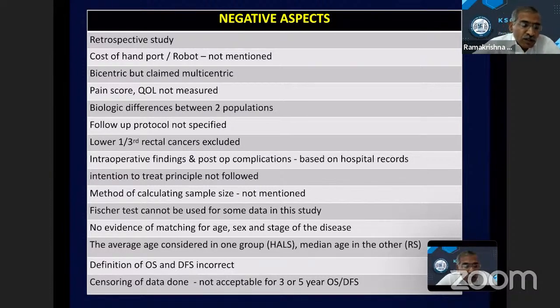And the definition of OS and DFS, that is the overall survival and disease-free survival. Dr. Manas, can you tell what is the problem with this?